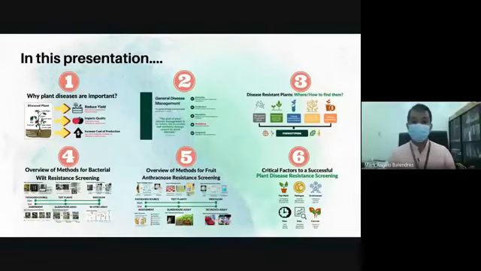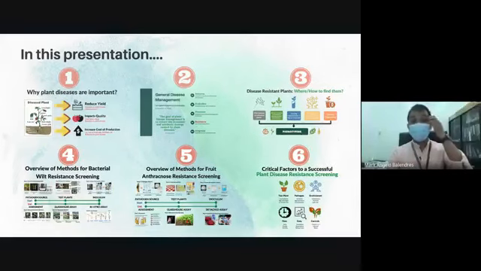Later on, I will discuss why I've picked bacterial wilt and fruit anthracnose as model diseases for this afternoon's discussion. And lastly, and more importantly, we have to touch on the factors that affect disease resistance screening and what we should consider when we're looking at resistance and susceptibility of these plants.